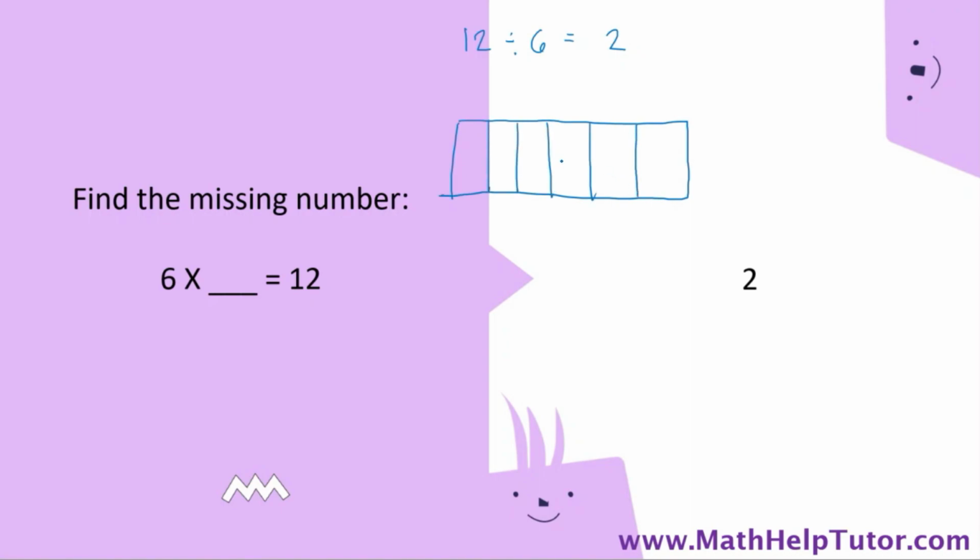So in order for this grid or this array to have 12 boxes in it, then we should have a height of 2. 1, 2. So by doing these methods, we would find the answer is 2.